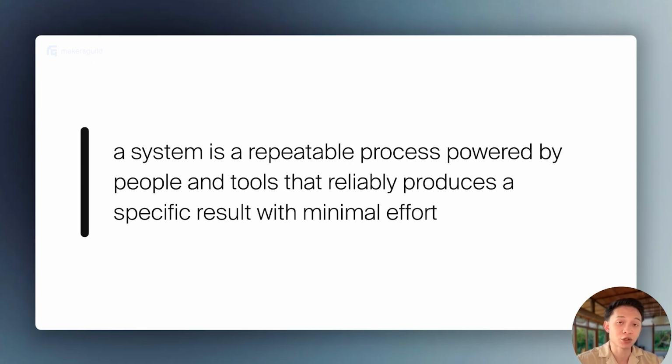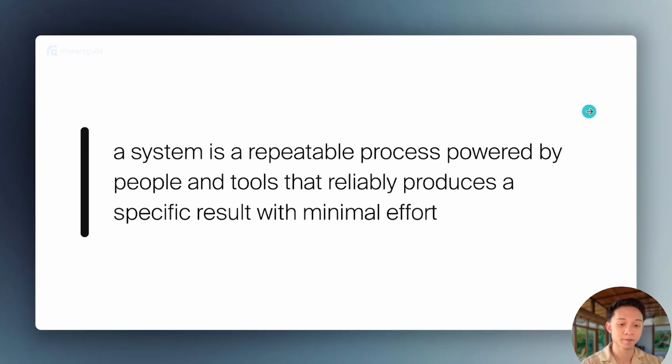So each process has to create a specific result. And how you measure whether your system is good or not is whether that process is repeatable, whether the result is specific and clear and consistent. And the last part is with minimal effort. How efficient is the system? So I think this one sentence really encapsulates what a system is, and it defines as well how good a system works.